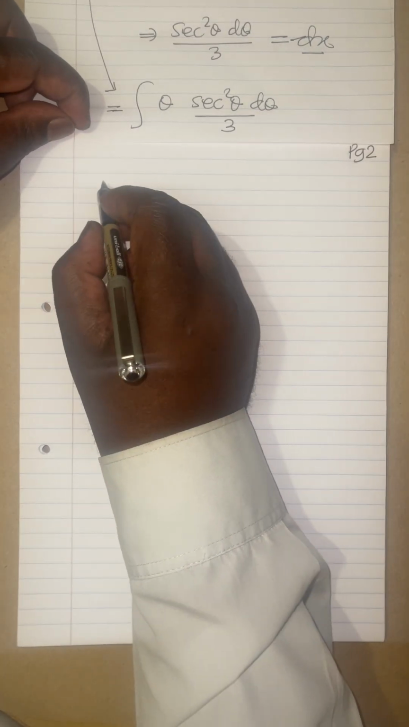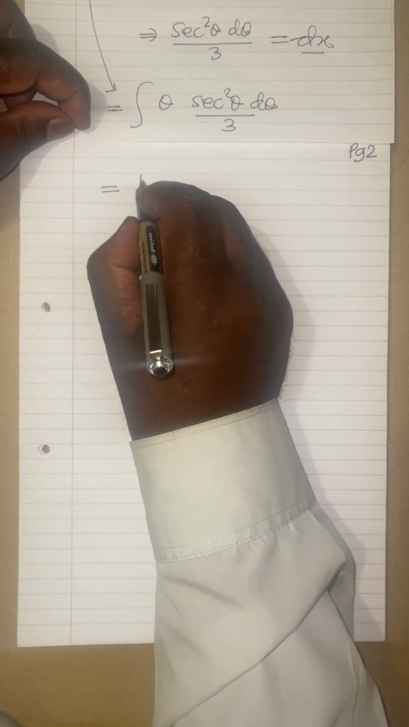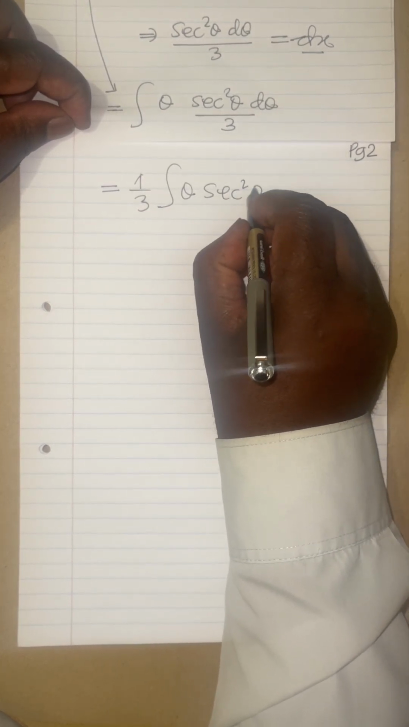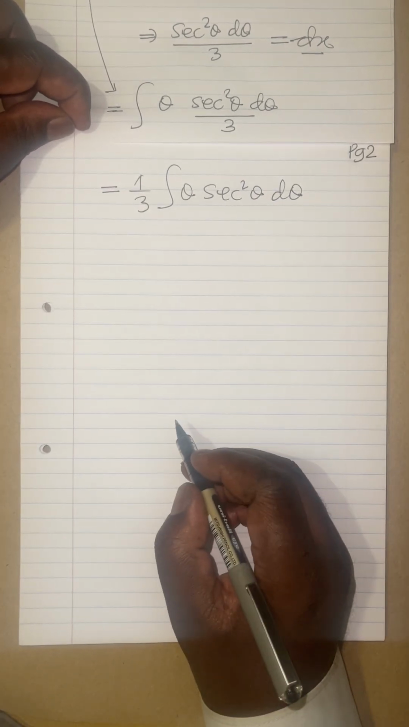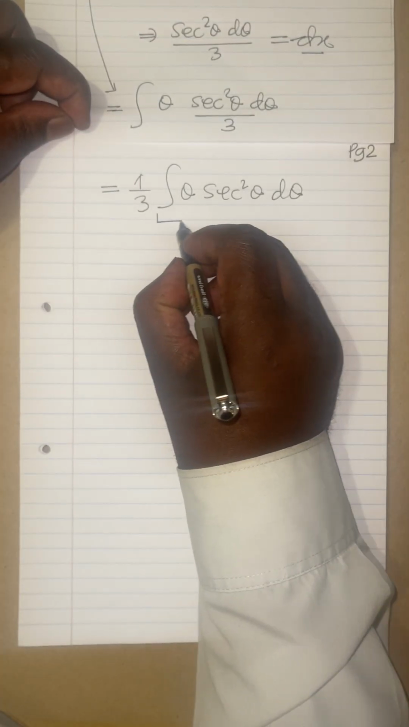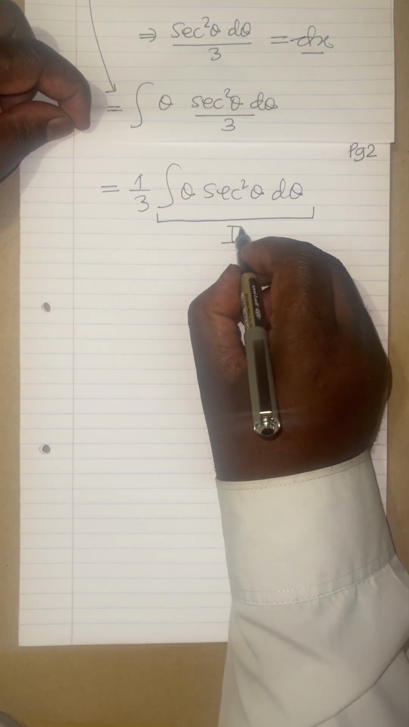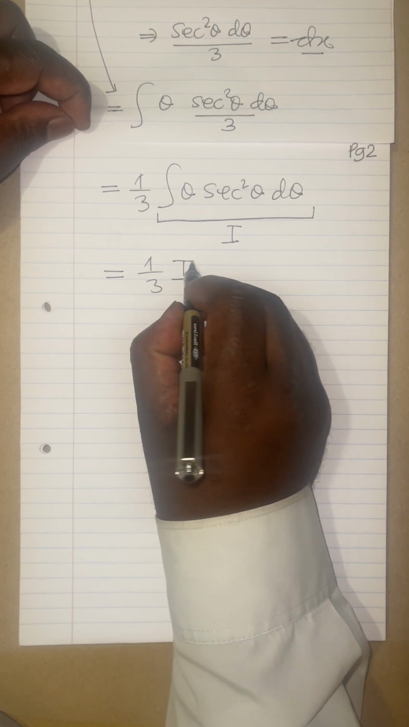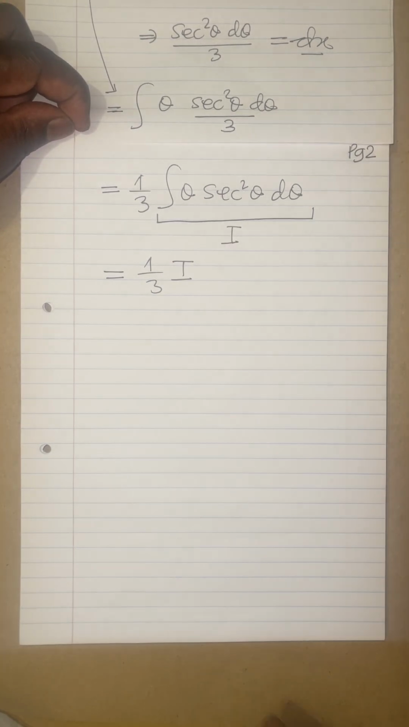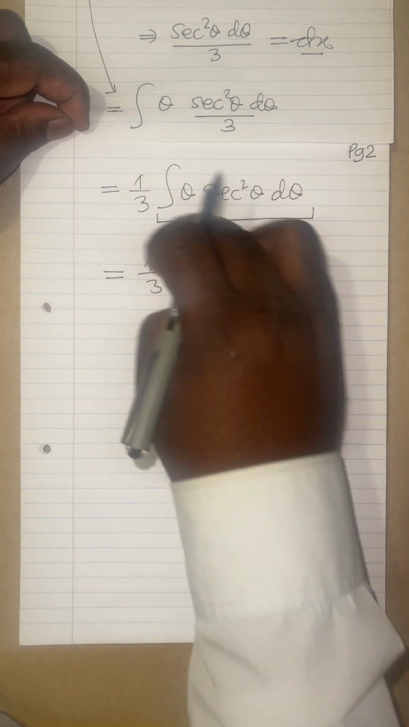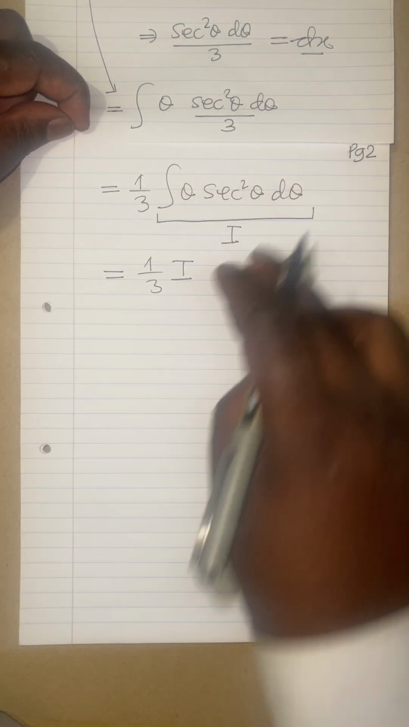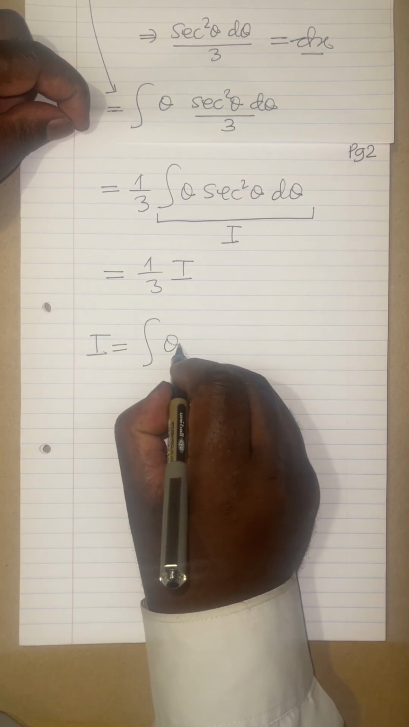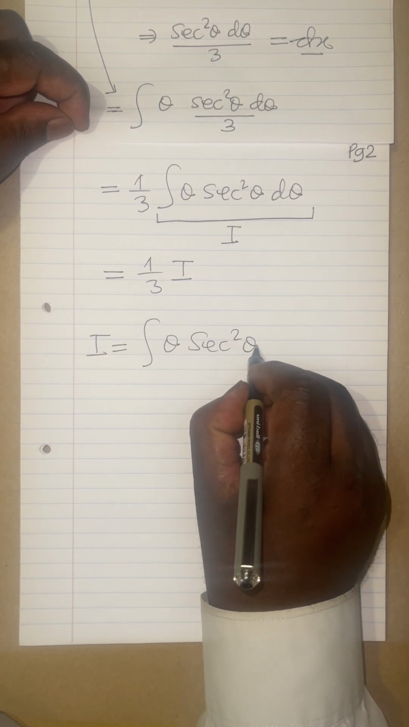All right. So now we are saying this is the same as 1 over 3, the integral of theta sec squared theta d theta. Now at this stage, we're going to say that we let this be equal to I for representing integral. And so you'll agree with me that this is basically 1/3 I. But we have to evaluate or determine what I represents. In other words, we have to perform this integration here. So we're going to say I is equal to the integral of theta sec squared theta d theta.